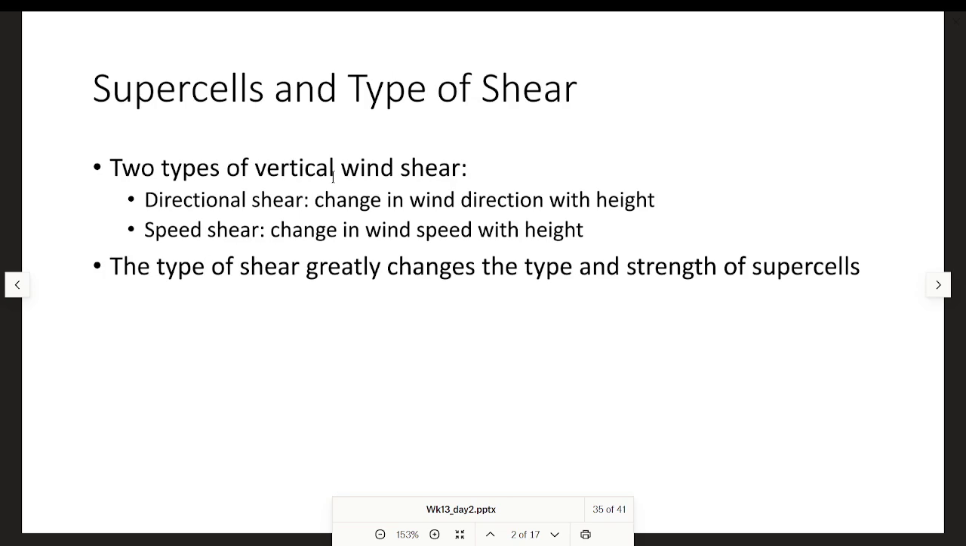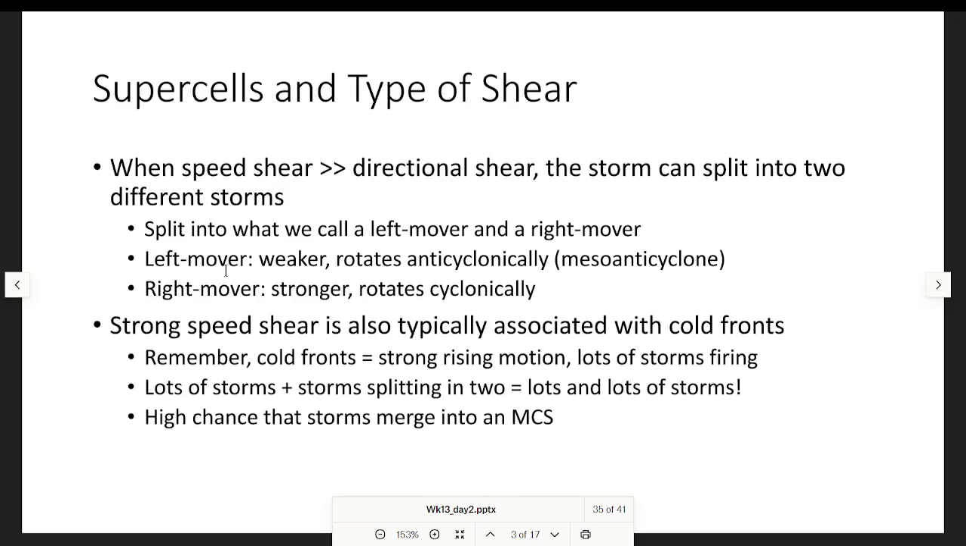Anyway, there's two types of vertical wind shear. So you have directional shear, which is the change in wind direction with height, and you have speed shear, which is the change in wind speed with height. The type of shear you have greatly changes the type and strength of supercells. So when you have more speed shear than directional shear, you can get these splitting supercells.